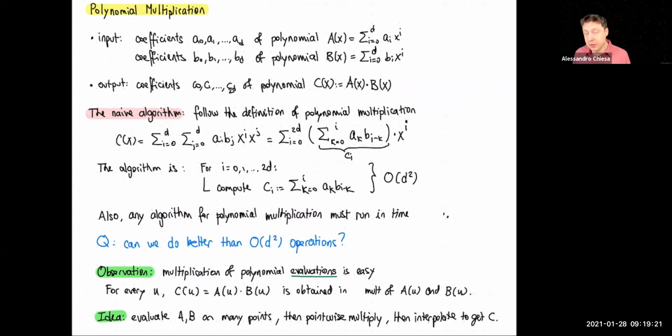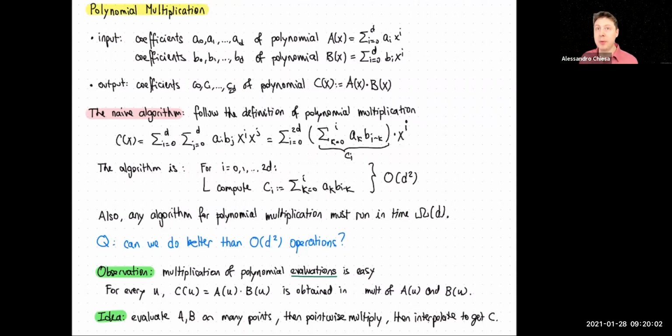This is not an awful algorithm, but quadratic things grow pretty fast. Also, because the output has size d and each coefficient of the inputs affects the output, we really cannot expect better than linear in d. So every algorithm for polynomial multiplication must run in at least d time. So really we're just haggling between d squared and d. Can we do as close to d as possible? So that's the question we ask. Can we do better than order of d squared operations?